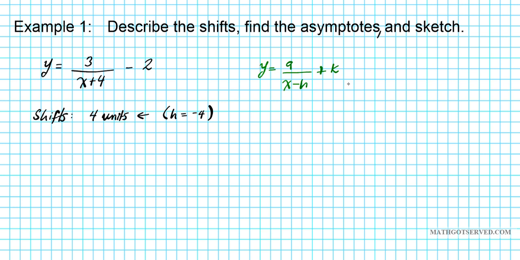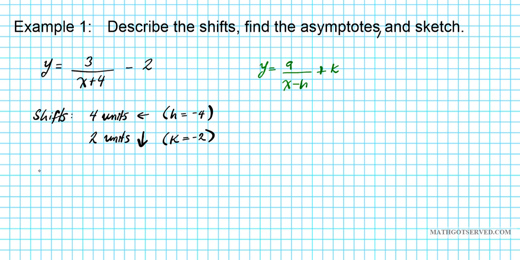We have plus k, so we are not doing any opposites here, just go in the direction of the sign given. We have minus 2, so we have 2 units down. That's your vertical shift, and that is because k is equal to negative 2. So the new origin basically is going to be at negative 4, negative 2.